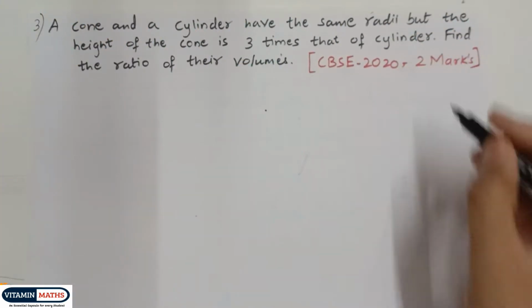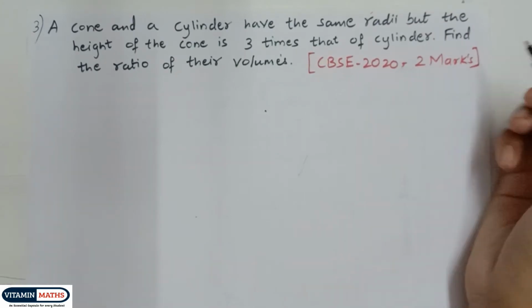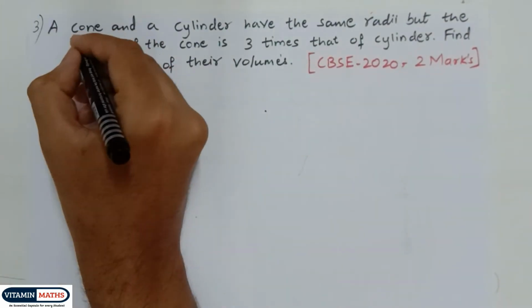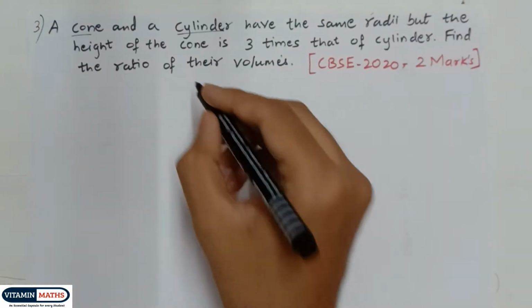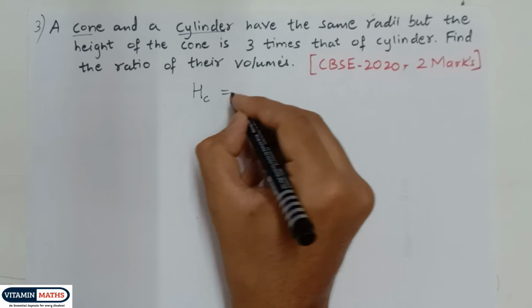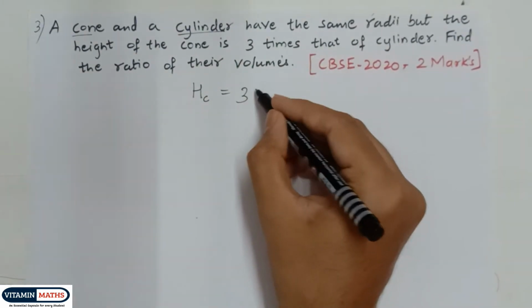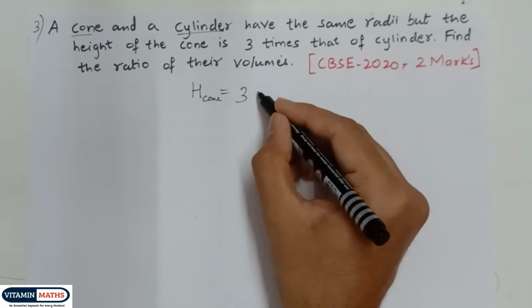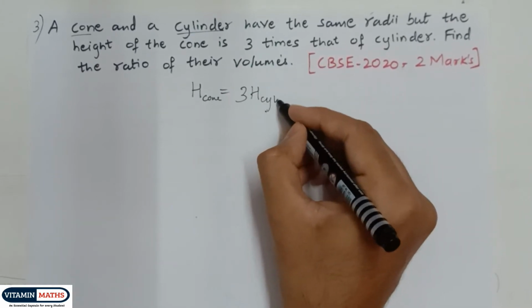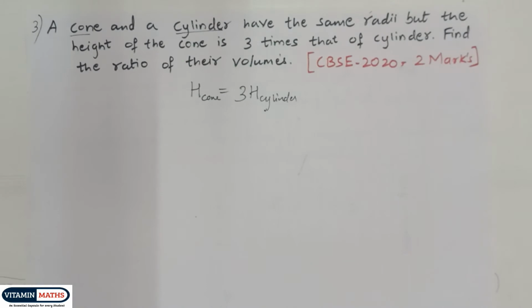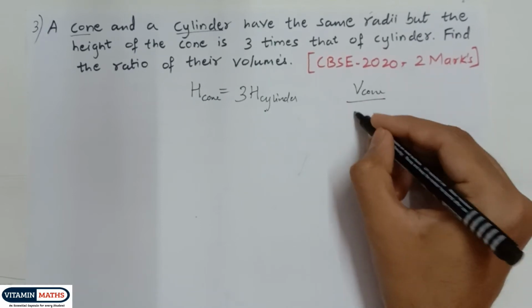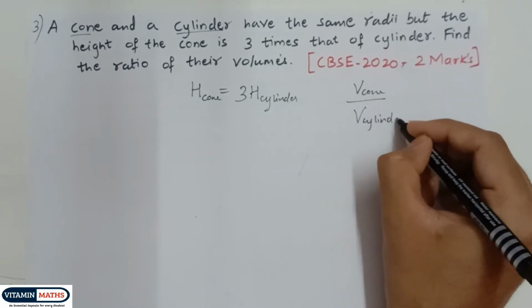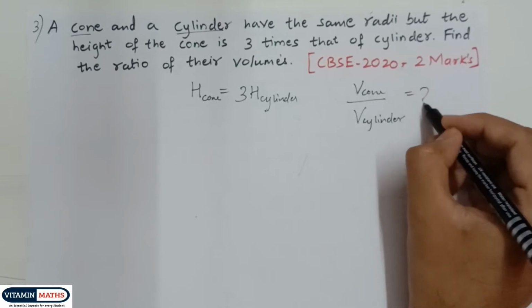Let us solve a 2-mark question asked in CBSE 2020. A cone and a cylinder have the same radii, but the height of the cone is 3 times that of the cylinder. Find the ratio of their volumes, meaning volume of cone divided by volume of cylinder.